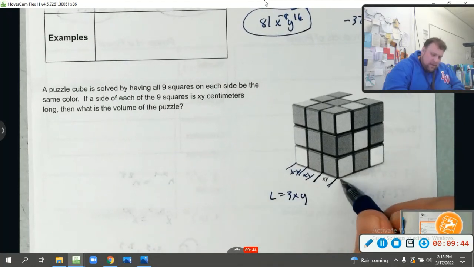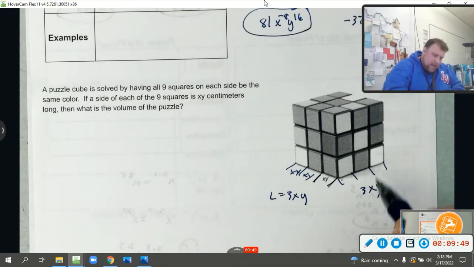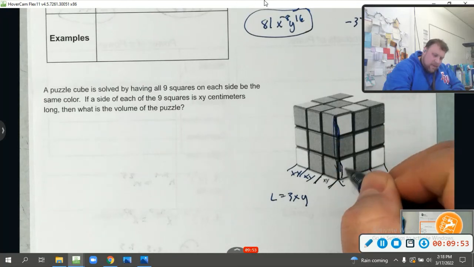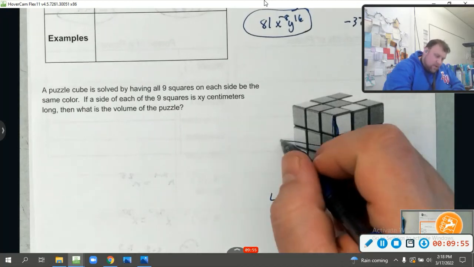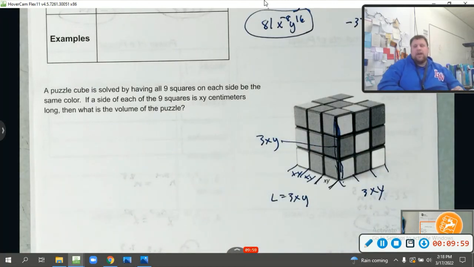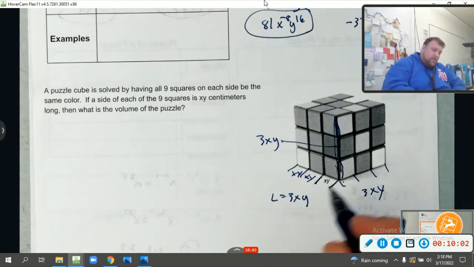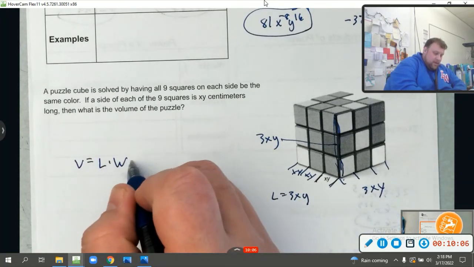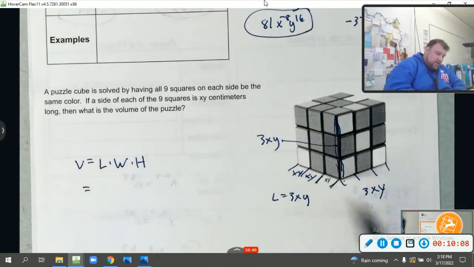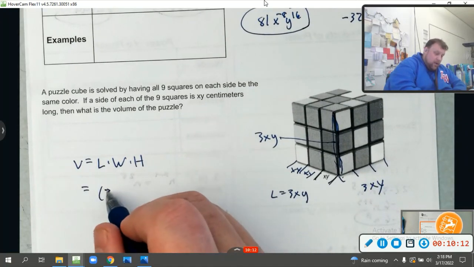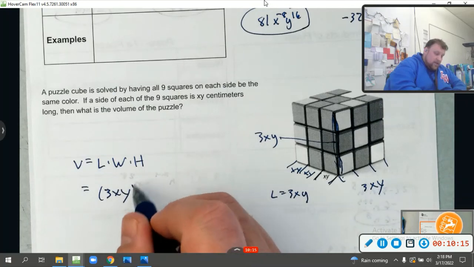But think about it. This is xy, is xy, is xy. This is also 3 xy. And in fact, the height of it is also 3 xy. How many 3 xy's do we have? We have 3 of them. So to find the volume of this, remember, volume equals length times width times height, which is 3xy times 3xy times 3xy, or 3xy to the third power.